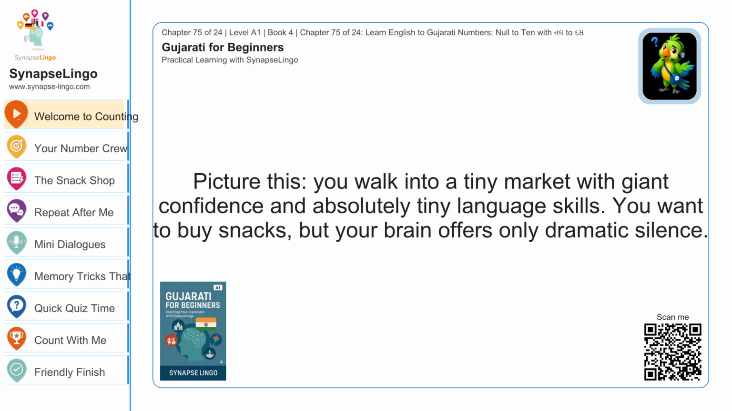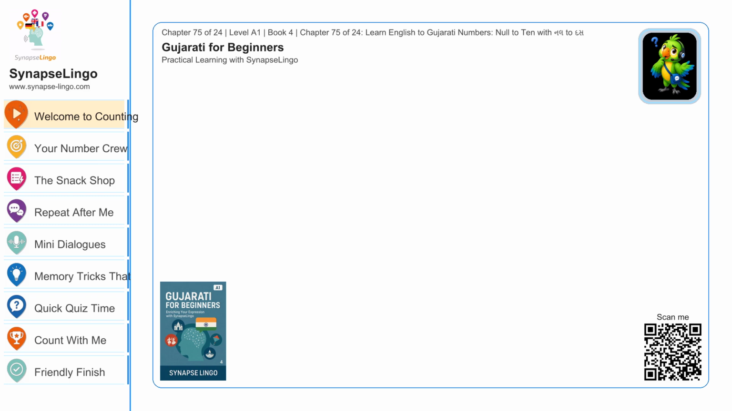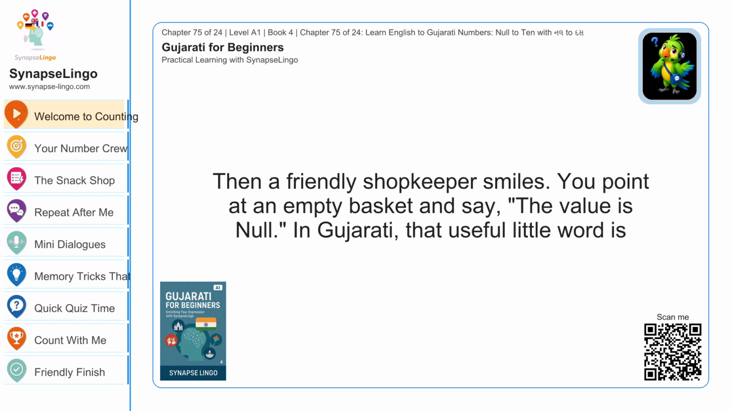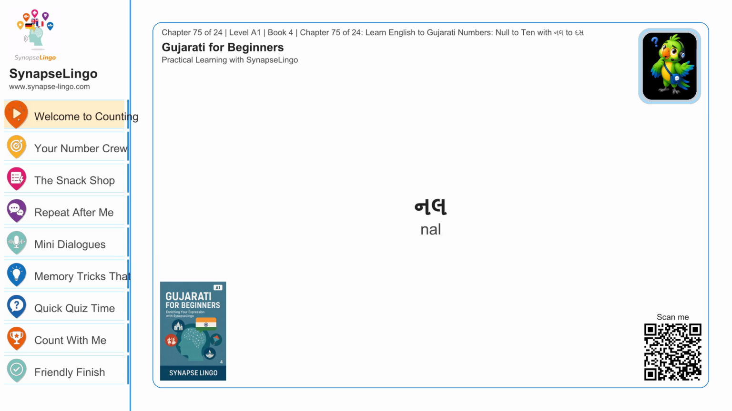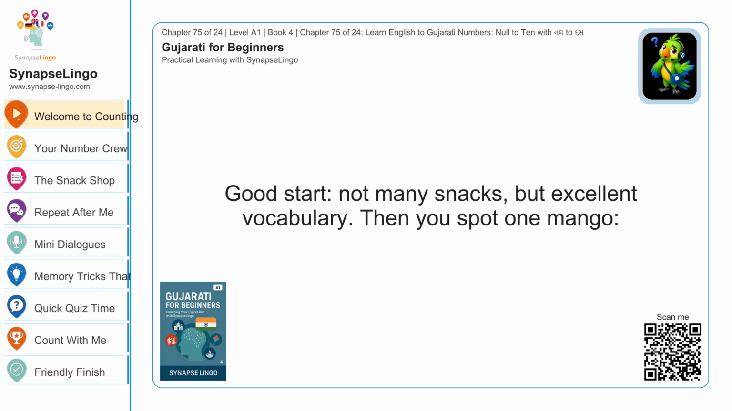Picture this. You walk into a tiny market with giant confidence and absolutely tiny language skills. You want to buy snacks, but your brain offers only dramatic silence. Then a friendly shopkeeper smiles. You point at an empty basket and say, the value is null. In Gujarati, that useful little word is null. Good start. Not many snacks, but excellent vocabulary.